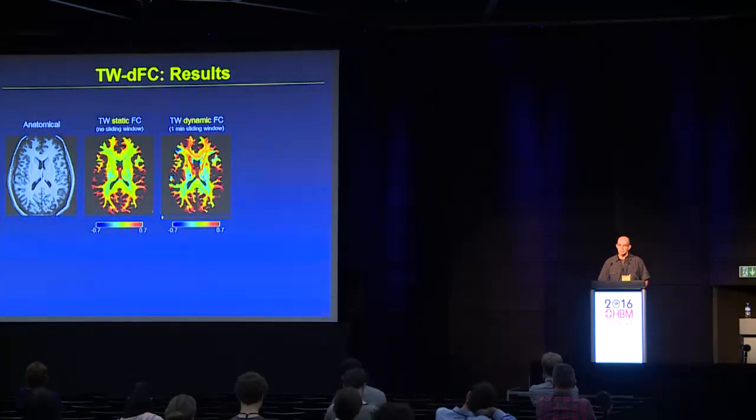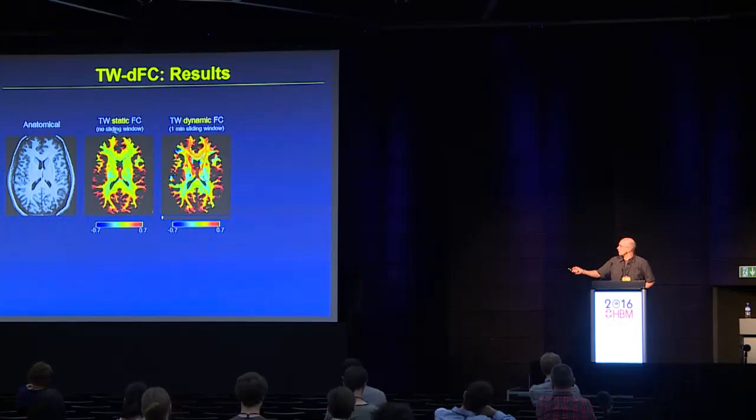So if we look at a particular example here, we have on the left an anatomical reference axial slice through the level of the basal ganglia. And this one here is track-weighted static functional connectivity. So without the sliding window, correlation, the scaling is in correlation units. And this here, can we click on this image to start this movie, please? This is done, yeah.